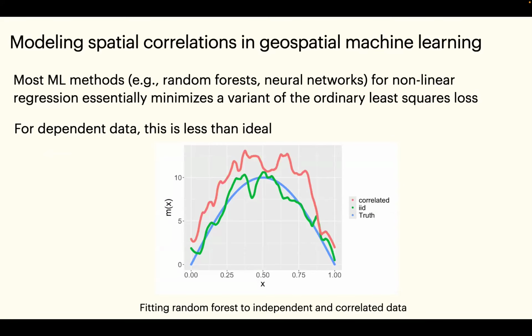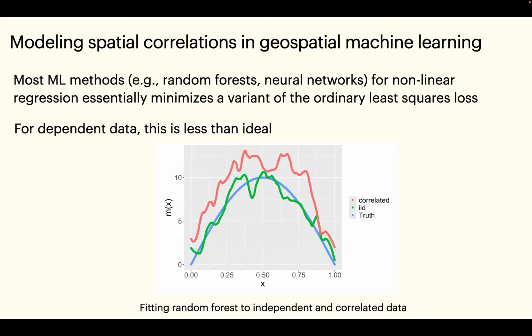But if you look at how random forest works, the blue line is the true nonlinear relationship between X and Y. The green line is the estimated relationship when there is no spatial correlation. The orange line is the estimated relationship when there is spatial correlation. So it clearly doesn't work as well when there is spatial correlation in the data. And we understood this both empirically and theoretically, why it happens.